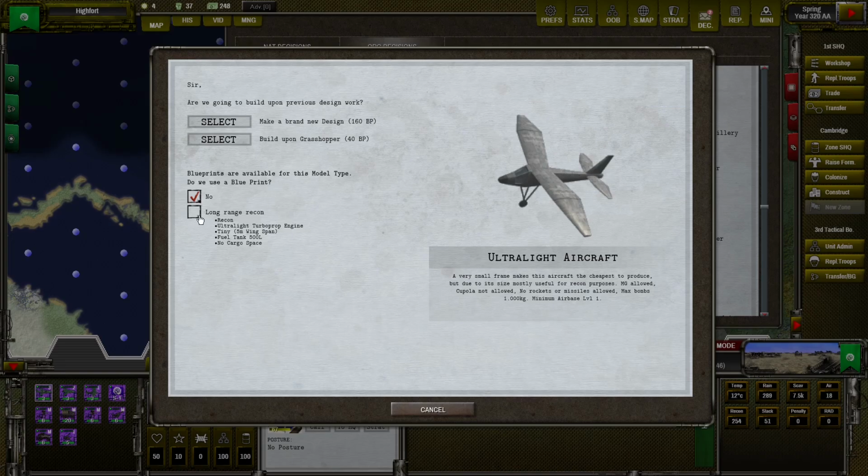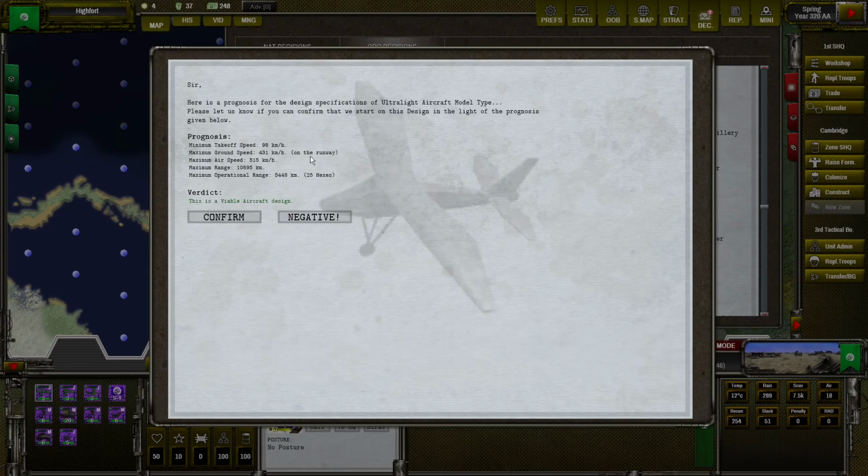In our case, you can see here, this is the name of our blueprint, so we can use our blueprint to give instructions to people who will build this airplane, what specifications we would like to have, and we will select to build on top of the existing because it's cheaper. Here is the final verdict. So are we sure? If this is green, it means that this is fine.